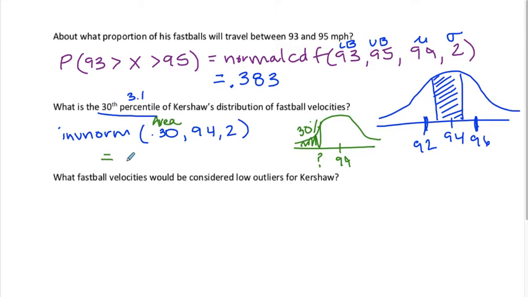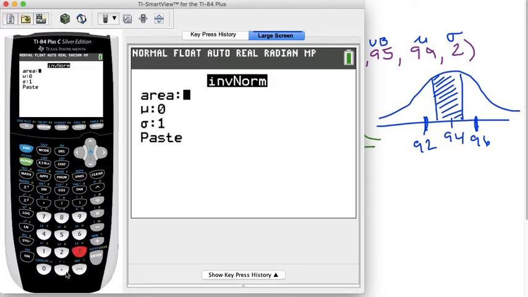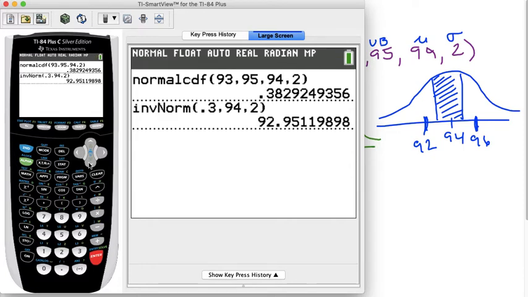So when I put this now in my calculator, I can go second distribution, option 3. I have an area of 0.3. Make sure that you're putting that in as our percent. And it's not standardized. We're at 94 and 2. And so now we know that his 30th percentile, so 30% of his observations or less, go 92.95 miles per hour.